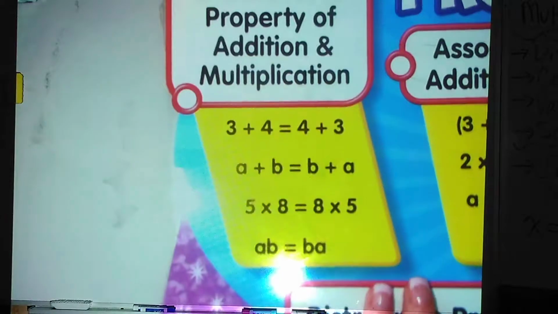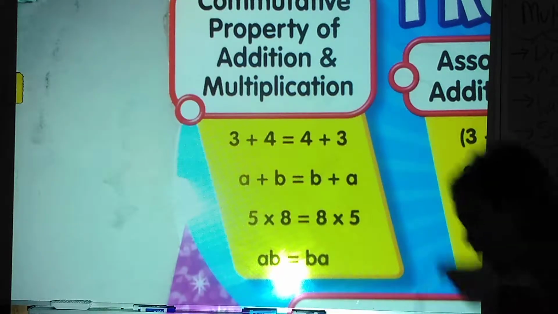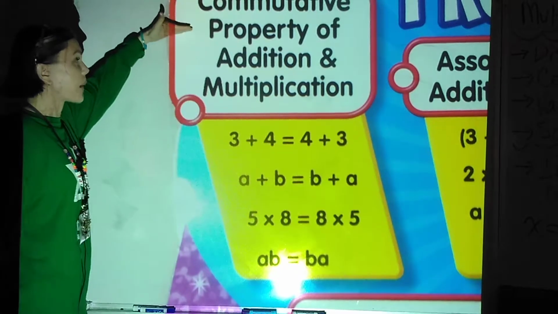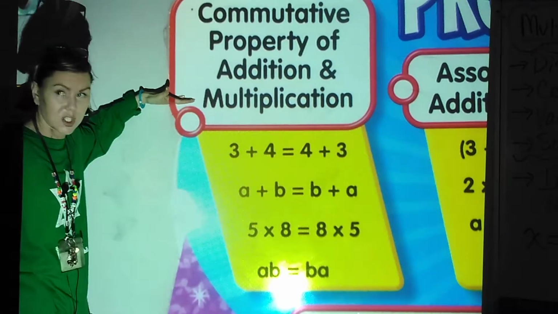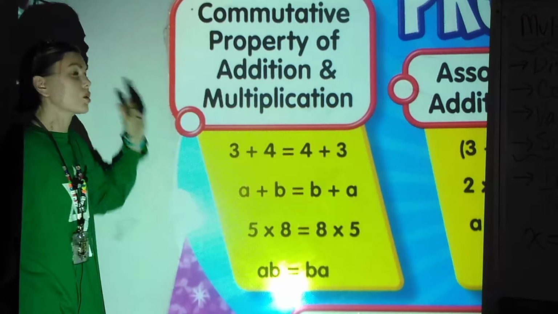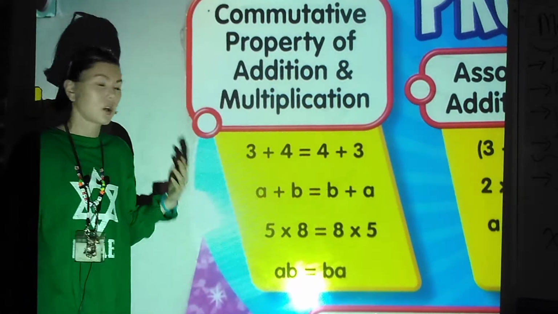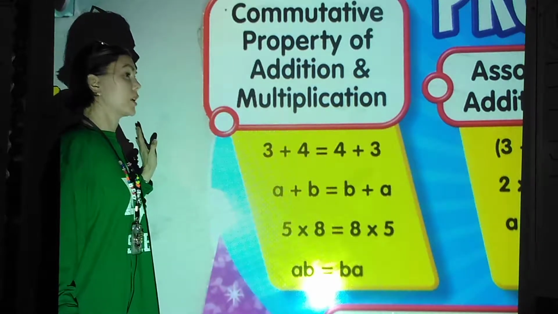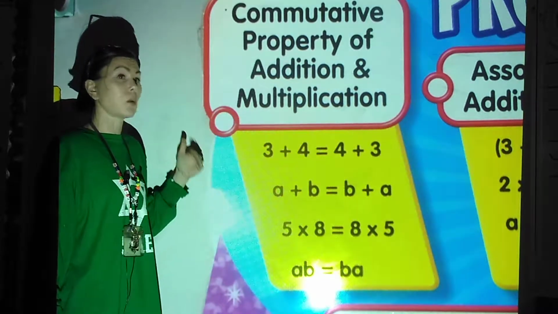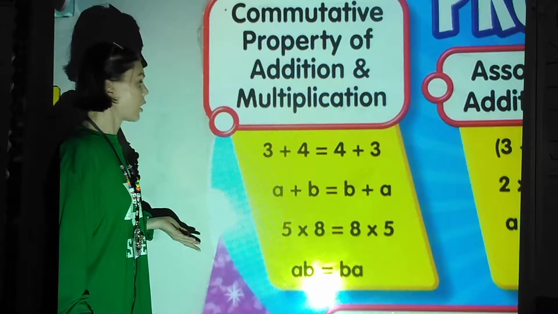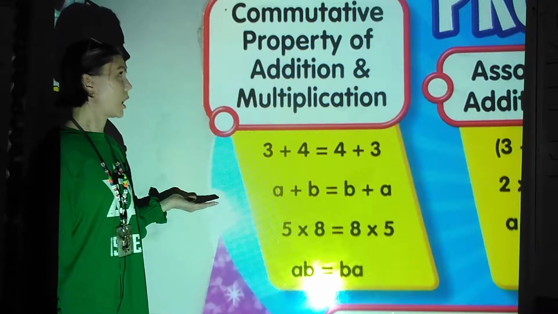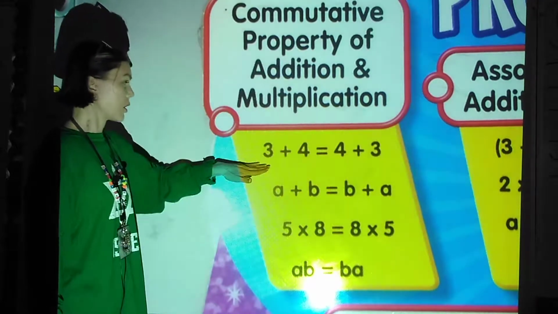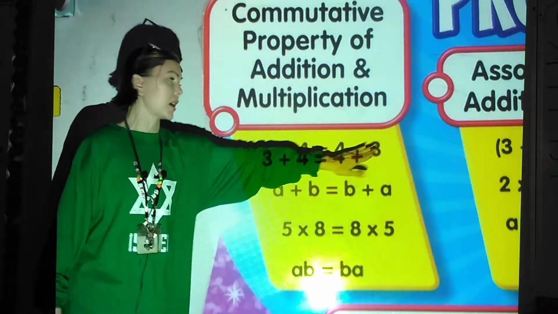So here is the commutative, write this down, okay? I know that sounds super weird, but it is the commutative property of addition and multiplication, okay? Sometimes when you're working out a multi-step algebraic equation, they try to ask you to do the first step and then say what property is that. So here we have an example of the commutative property of addition. So 3 plus 4 is equal to 4 plus 3.